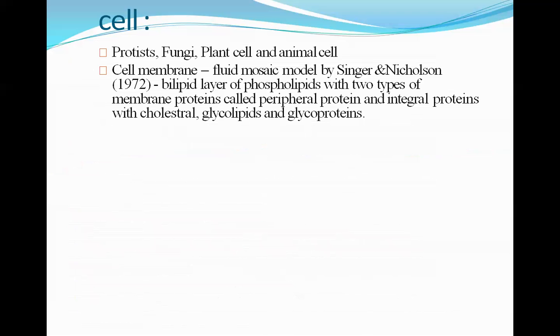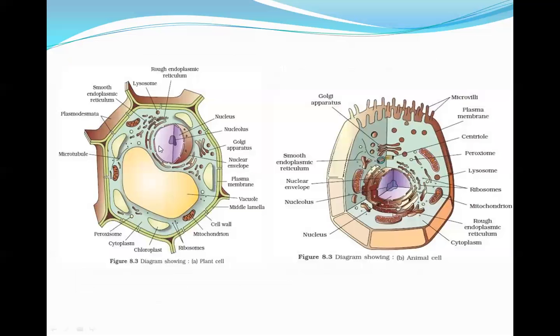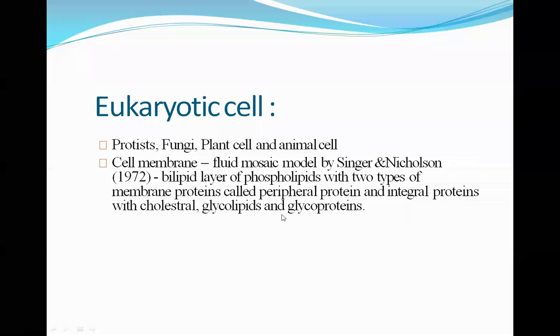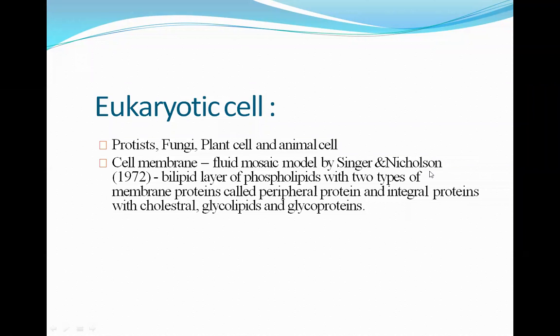Next, there is the eukaryotic cell. This eukaryotic cell consists of protists, fungi, plant cells, and animal cells, right? The protists and fungi we have seen in chapter number 2, when we saw Whittaker's 5 kingdom classification. In that there were several eukaryotic cells also, that is, they came under the protists, fungi, plant cells, as well as animal cells, right?